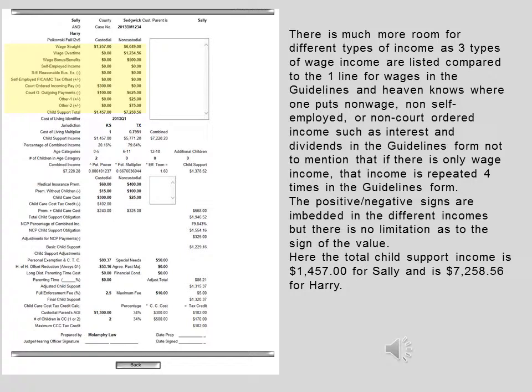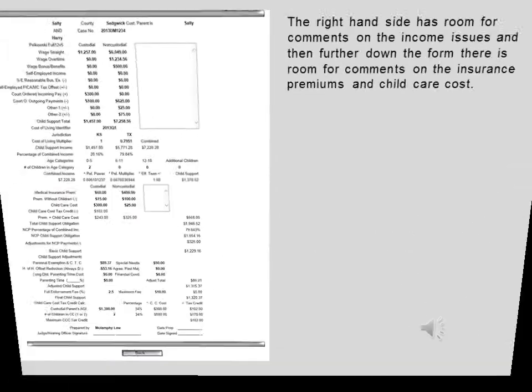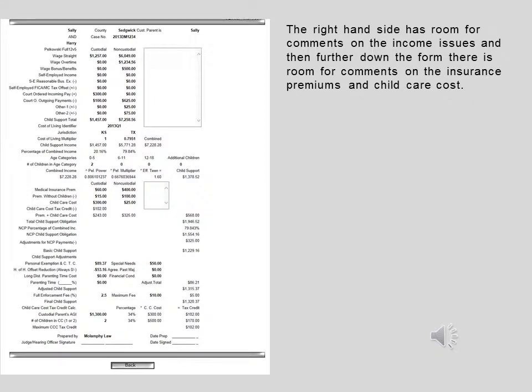The positive, negative signs are embedded in the different incomes, but there is no limitation as to the sign of the value. Here, the total child support income is $1,457 for Sally and is $7,258.56 for Harry. The right-hand side has room for comments on the income issues, and then further down the form, there is room for comments on the insurance premiums and child care cost.